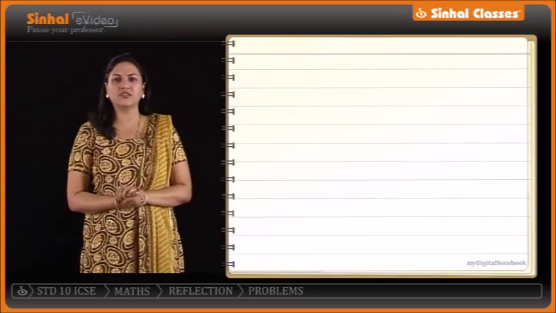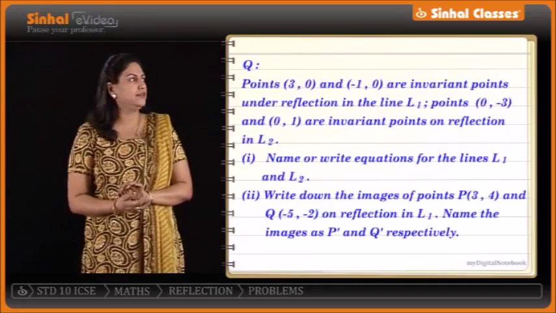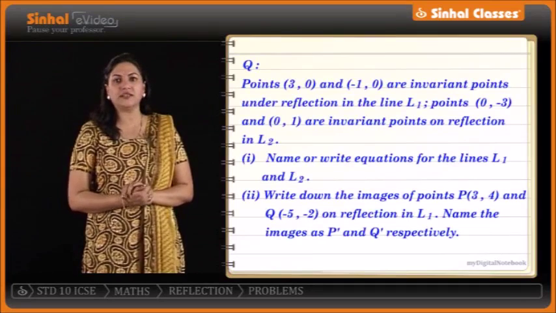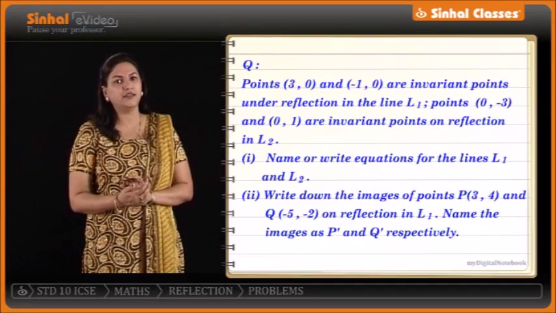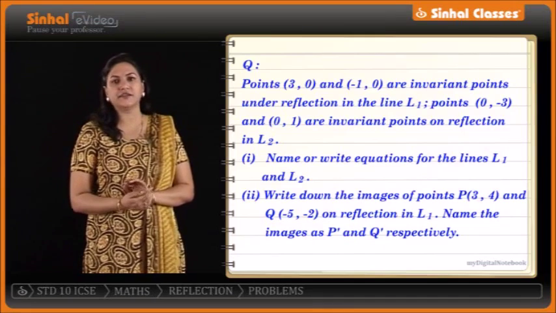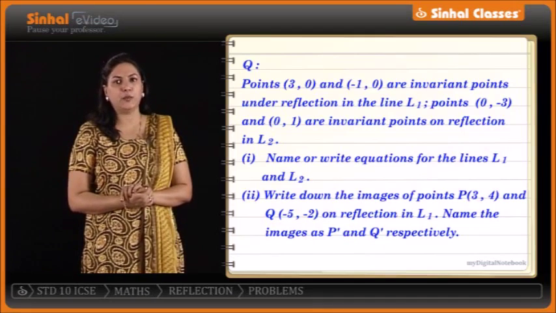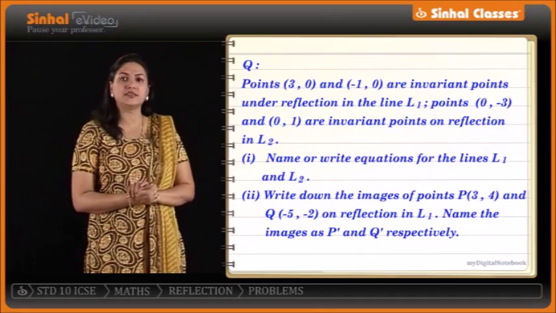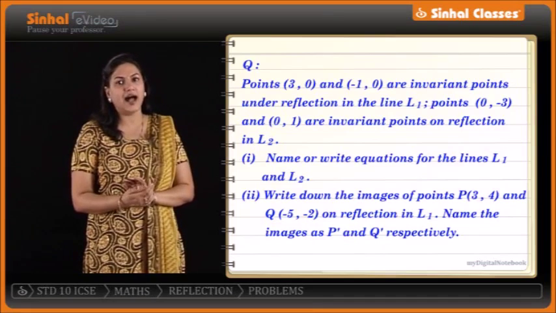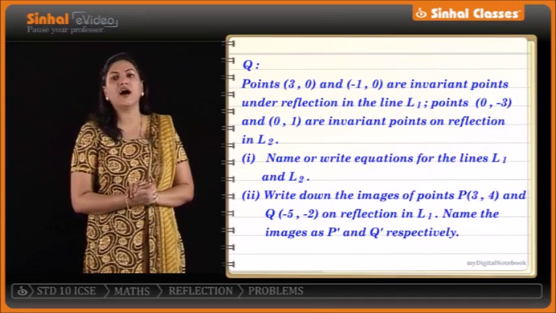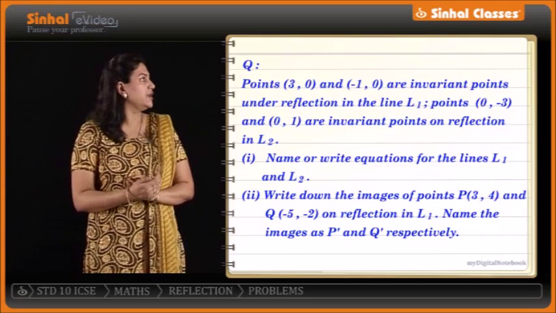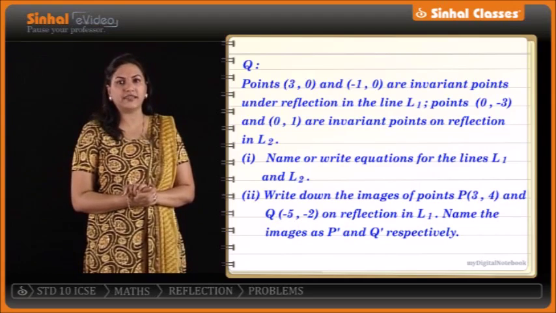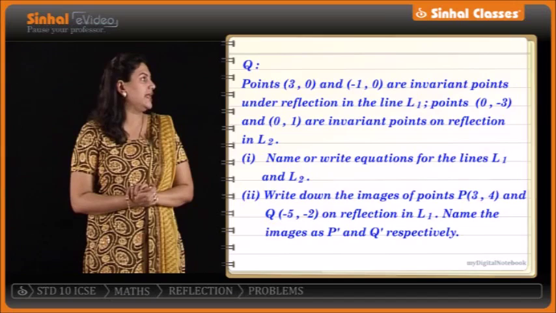Now let's move on to our next problem. Here, points 3, 0 and minus 1, 0 are invariant points under reflection in the line L1. Points 0, minus 3 and 0, 1 are invariant points in the line L2. Now we are asked to write down the equations for the lines L1 and L2.